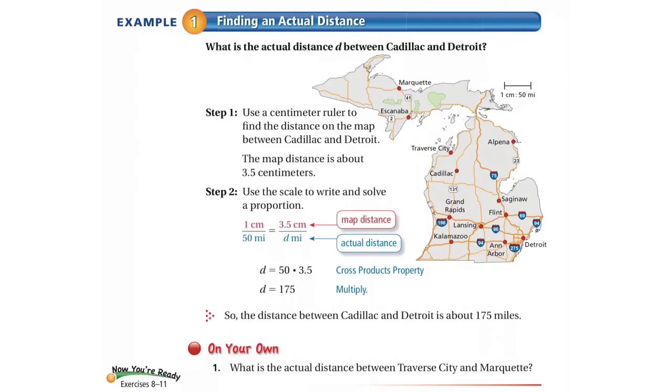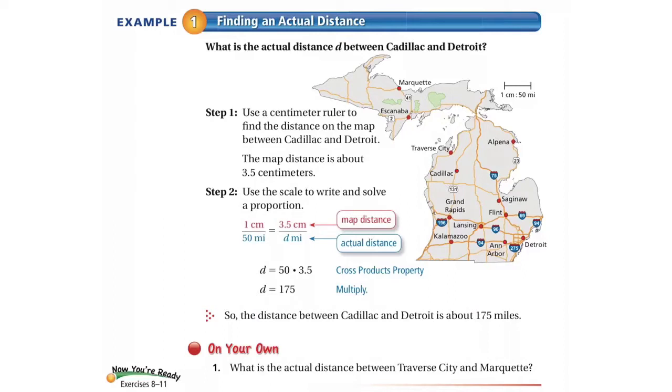In example 1, finding an actual distance, and we've probably all done this on maps. It says, what's the actual distance between Cadillac and Detroit? Well, up in the upper right-hand corner, there's the scale for the map. It says 1 centimeter to 50 miles. So 1 centimeter on the drawing would be 50 miles of actual distance.